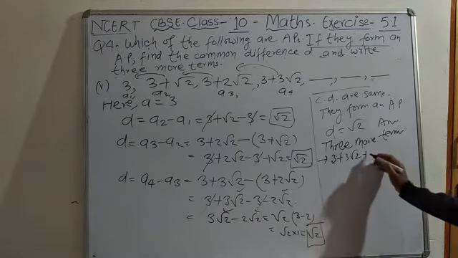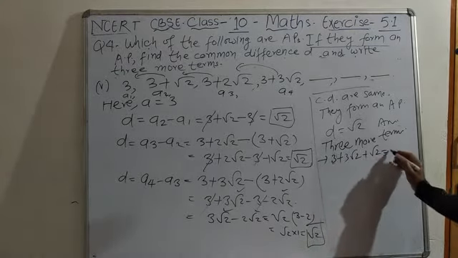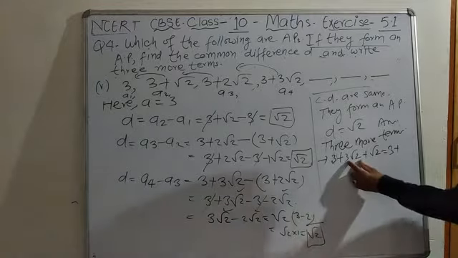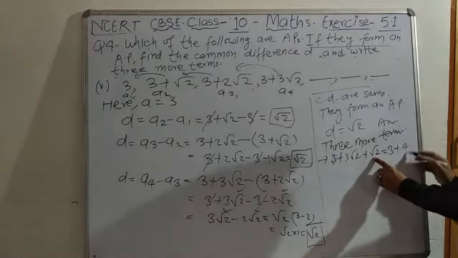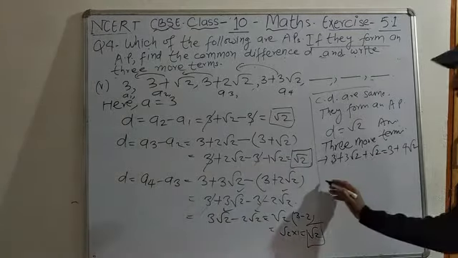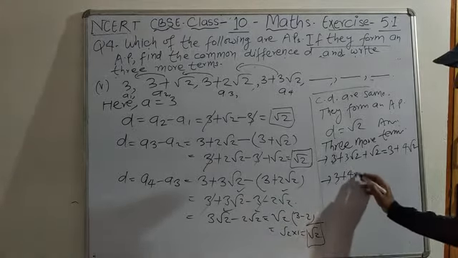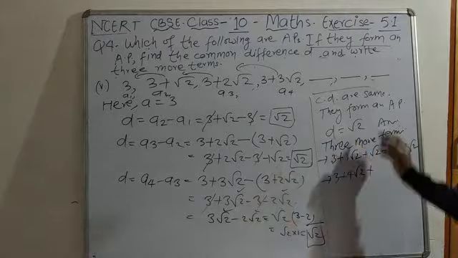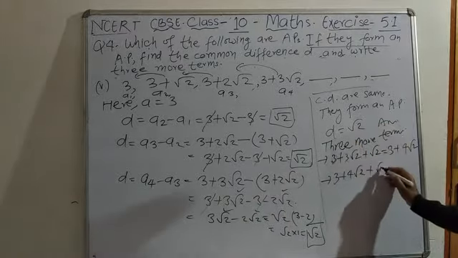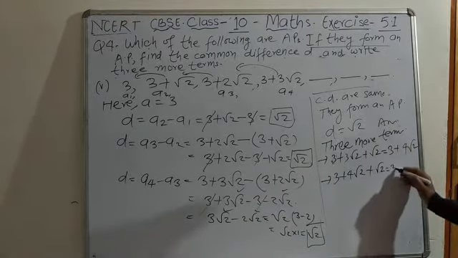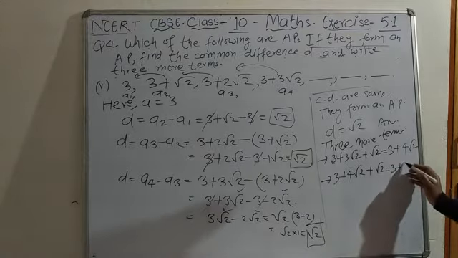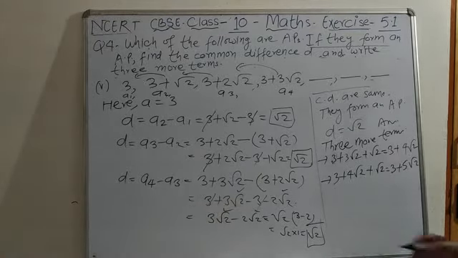What is d? Root 2. That means 3 plus 1 root 2, it becomes 4 root 2. Now next, this 3 plus 4 root 2, again plus d. What is d? Root 2. It becomes 3 plus 4 root 2 plus 1 root 2, that is 5 root 2. Now the last one.